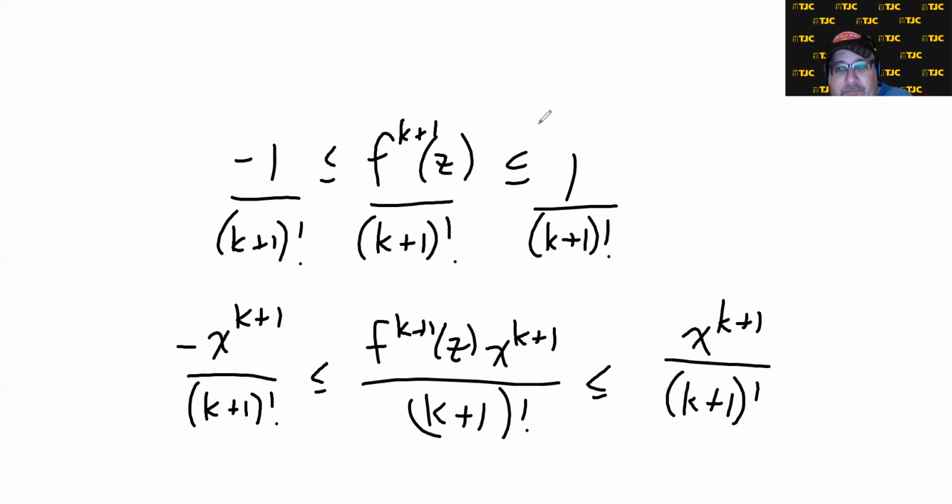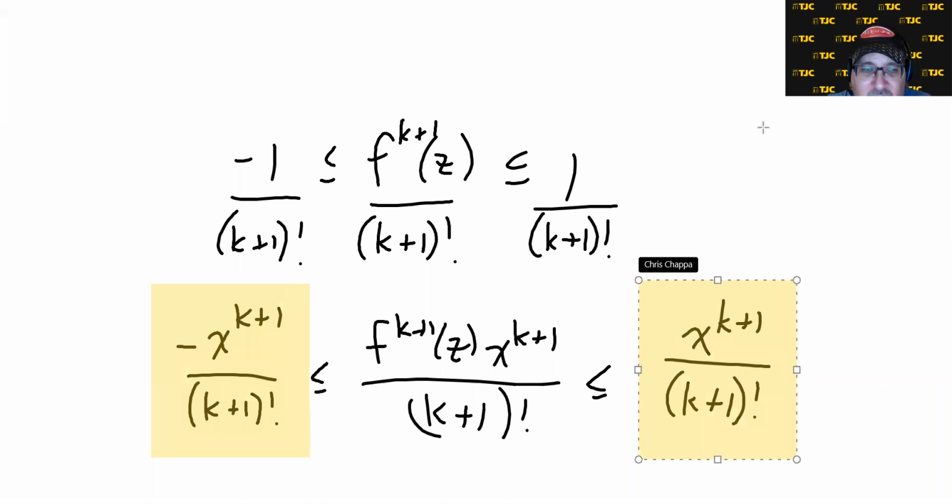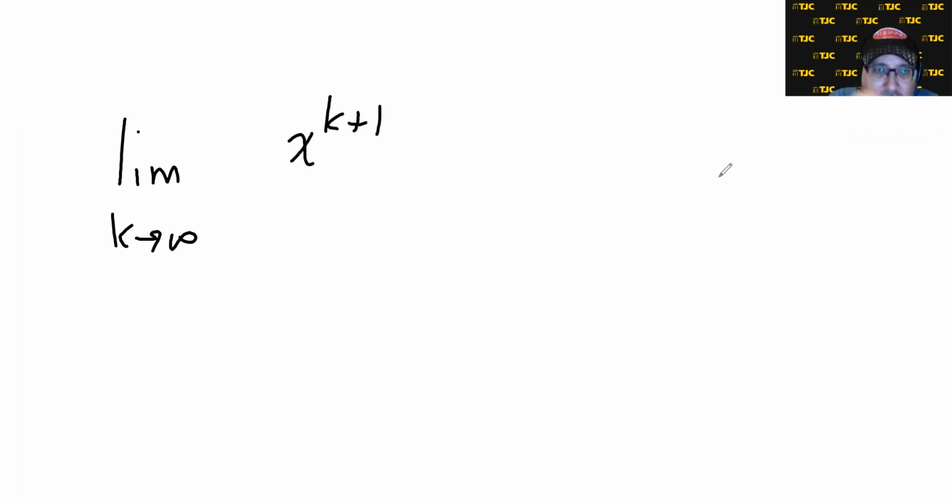All right. So now we have to take the limits of the expressions on the left and right ends of the double inequality. So we need to take this limit and this limit. And if you'll notice, these expressions are the same, except that one is the opposite of the other. So once we know the limit of one, we know the limit of the other. So let's take the limit of the one without the negative. The limit as k approaches infinity of x to the k plus 1 over k plus 1 factorial.